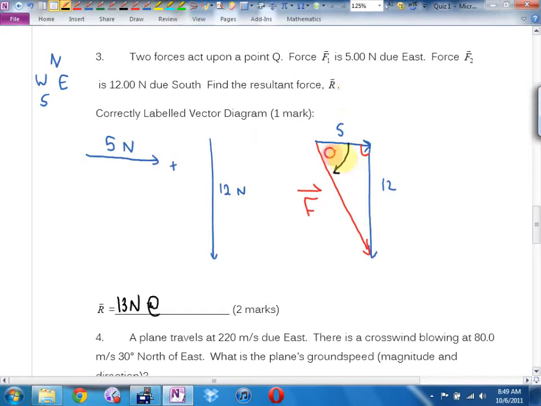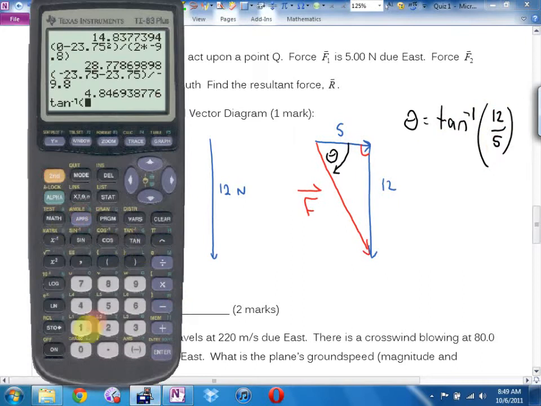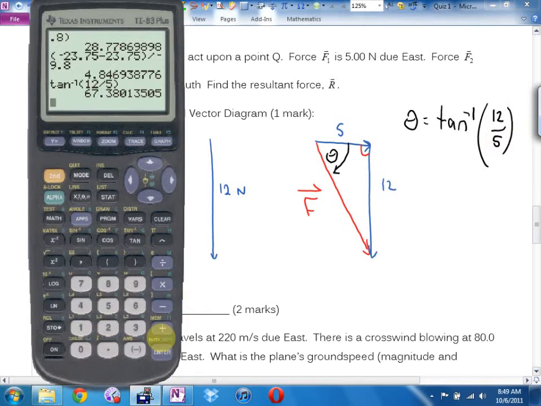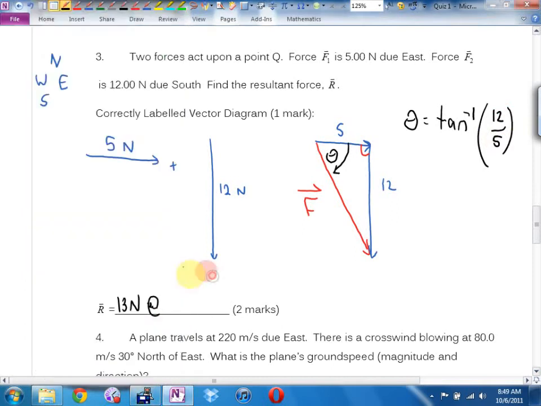And I think theta is going to be the inverse tangent of opposite over adjacent. I think theta is going to be the inverse tangent of 12 divided by 5. Boys and girls, is it 67 degrees or 67.4 degrees? I'm going to go 67 degrees. What of what?